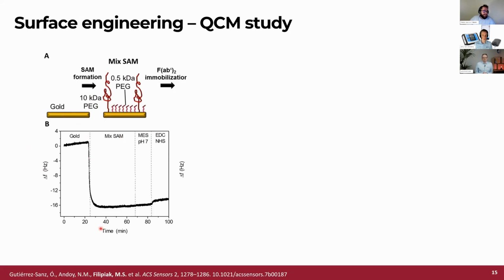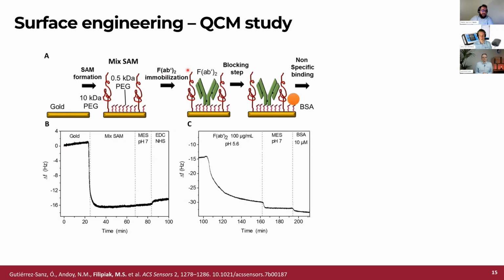And this is a QCM study here. What we see in here is the change of frequency, basically damping of the quartz crystal oscillations in terms of time. So after initial stabilization, we can see the monolayer formation here, exchange of the buffer, and activation with a very easy amino coupling procedure. So those COOH groups at the surface get activated, and you can easily couple the Fab2 fragments that we had. In here, what you can see is the Fab2 immobilization.